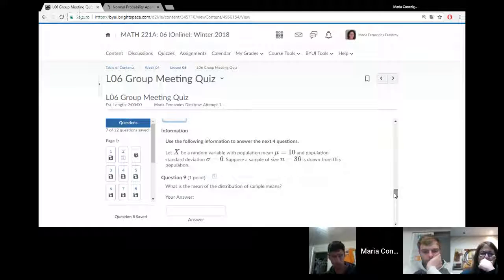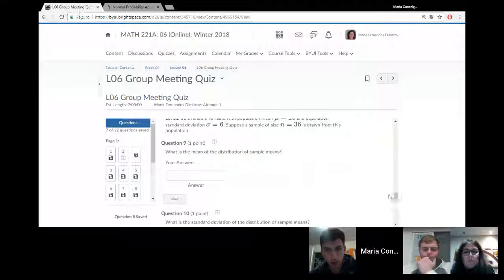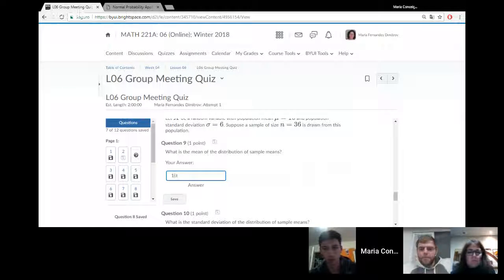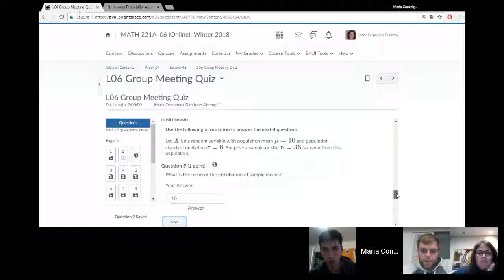Right. So use the following information to answer the next 4 questions. The mean is 10, the standard deviation is 6, and n is 36. What is the mean of the population of the sample means? It's 10. Correct? It would stay the same regardless, I think. So I'd assume it'd be 10.